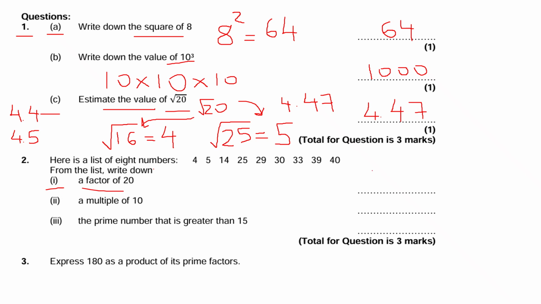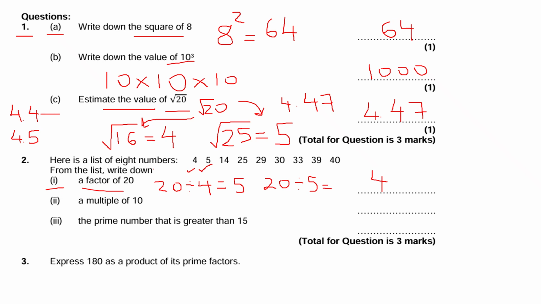Well, 4 is going to be one. 5 is also one, because 20 divided by 4 is going to be 5. So again, yes, a whole number with no remainder. And also 20 divided by 5 is 4. So either 4 or 5 is correct. So 4 goes into 20 5 times, and 5 goes into 20 4 times.